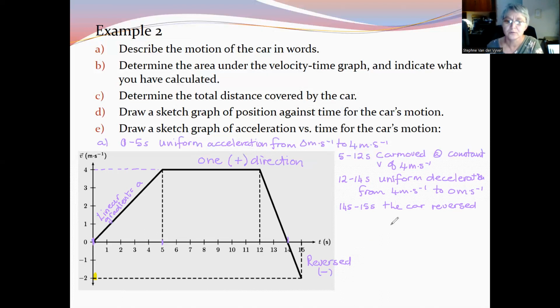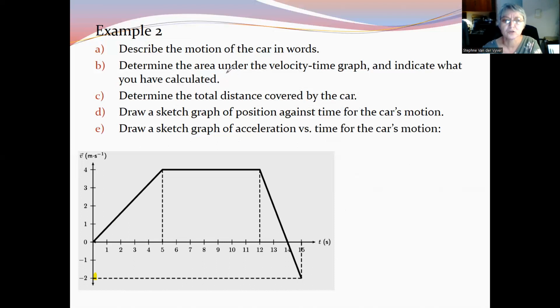So the car reversed from 0 meters per second to 2 meters per second. And you can see that the value on the y-axis is -2, meaning that the car is traveling in the opposite direction to its original motion. Right, this brings us to the end of question A. Let's clear all the drawings here.